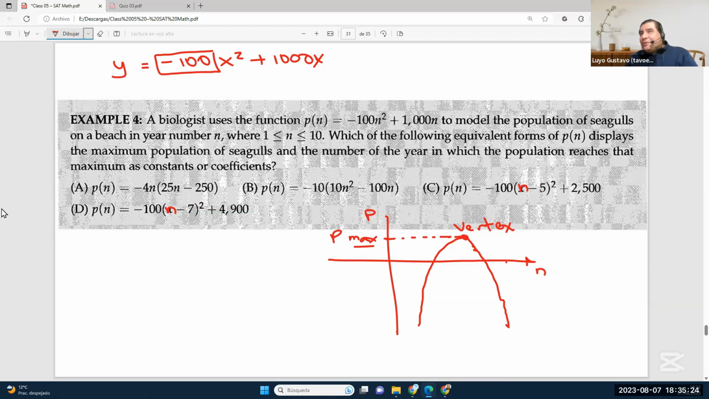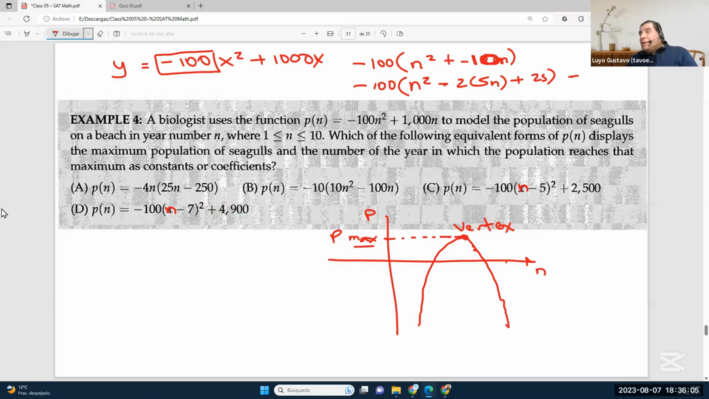First, you just factor the negative 100. Here, you would have this: negative 100 times n squared minus 10n. So if you want to complete the trinomial, you have n squared minus 2 times 5n. So you need to add 25 here. Okay, and that's it. And we have to subtract 25.